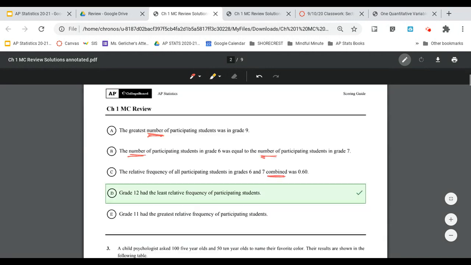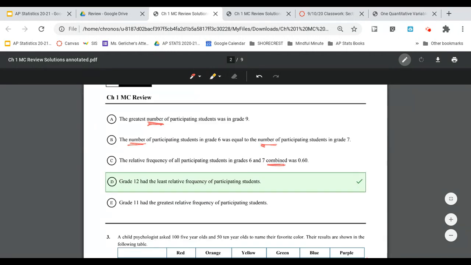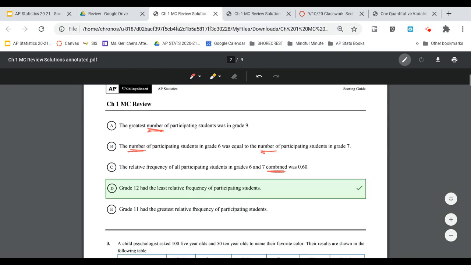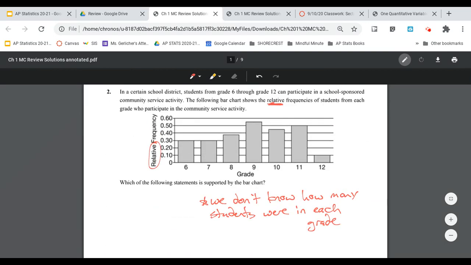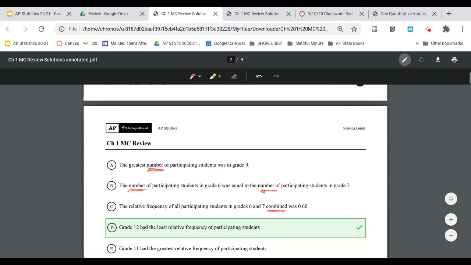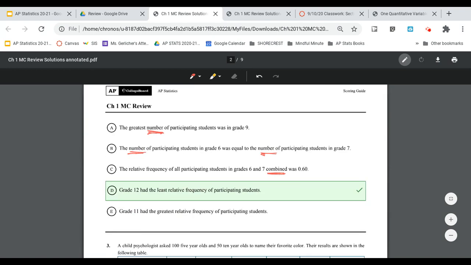Okay, so we can't answer A and B. We don't know the total number. For C, you cannot combine relative frequencies. Both grade 6 and grade 7 were 30%, but we don't know out of how much. We don't know the total number of students. So you can't just combine them and make it 60%. That won't work. So then it's down to grade 12 for the least relative frequency. Because we're talking about relative frequency, we can do that.